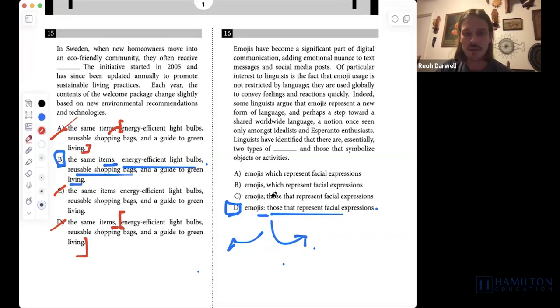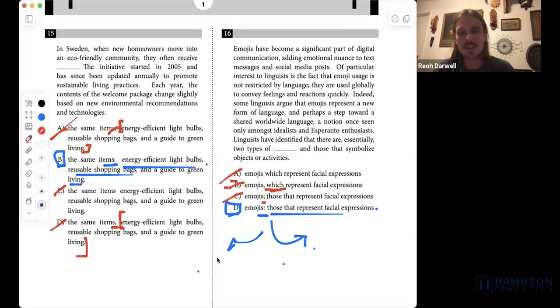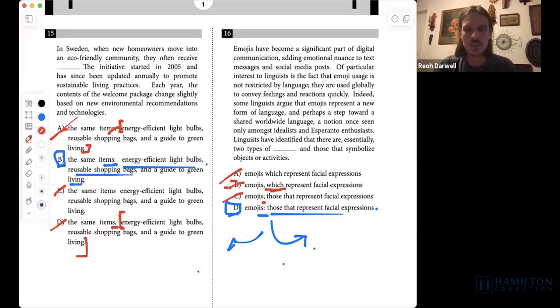You can't use C because with the semicolon, you need both sides to be able to stand on their own. All right. Finally, B, we are missing parallel structure, and we also have an issue of creating a non-essential phrase that in this case isn't, right? And then A is a run-on. So that's how we arrive at D for question 16.